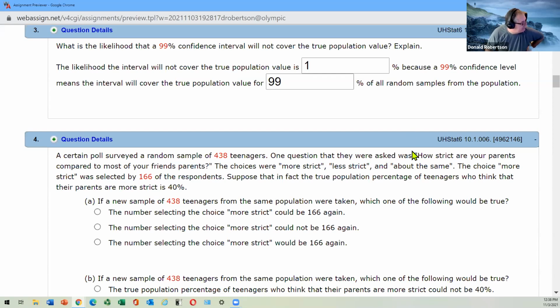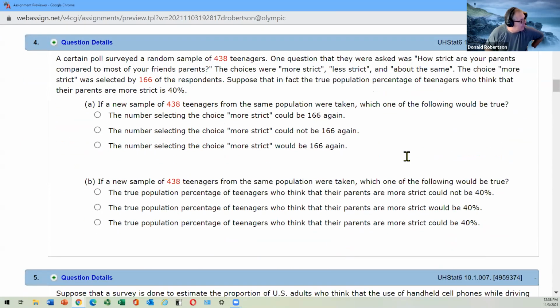That's their phrasing. Well, let's look at number 4. A certain poll surveyed a random sample of 438 teenagers. One question that was asked was, how strict are your parents compared to most of your friends? Very subjective. The choices were: my parents are more strict than my friends, less strict than my friends, or about the same strictness as my friends.